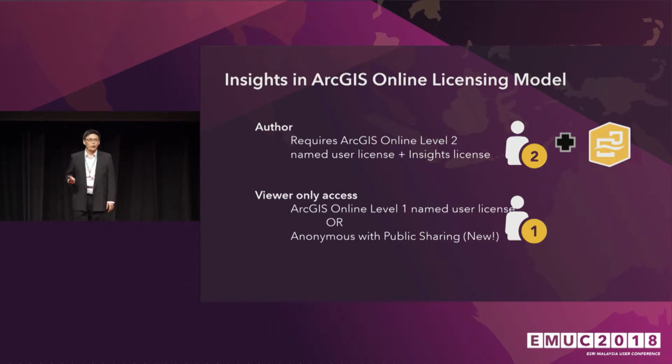And in terms of licensing model, it's similar as well. You need to have the level 2 user on ArcGIS Online to be able to alter content, while you can use a level 1 named user. Or if you do public sharing, which is a new feature, you can actually have anonymous access to the result of your analysis.